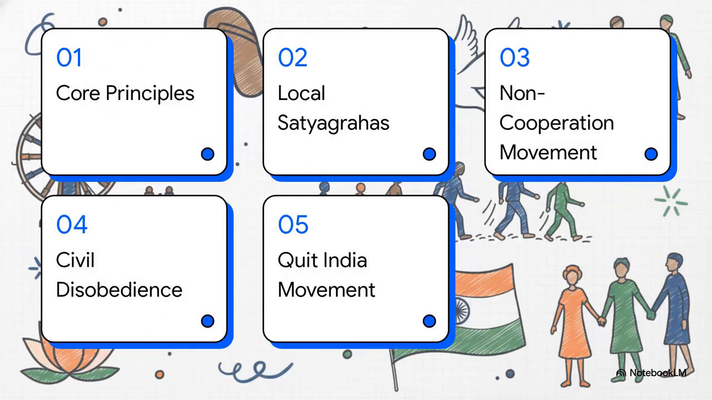So, here's our roadmap for this chronological journey. We'll kick things off with arrival and core principles, then look at the early local satyagrahas, scale up to the non-cooperation movement, escalate into civil disobedience and Dandi, and finally hit Quit India to independence. This structure is going to be super helpful for those of you keeping track for exams.